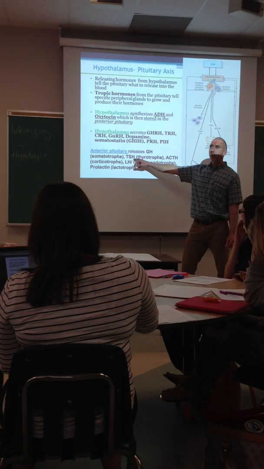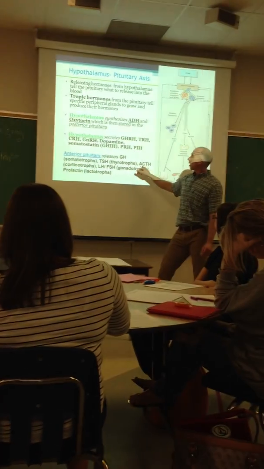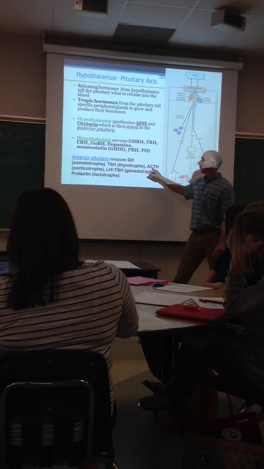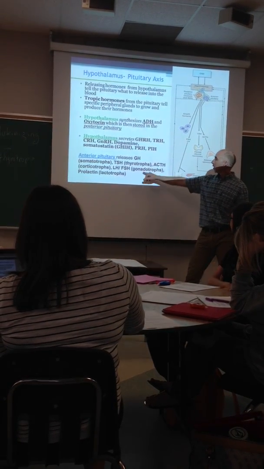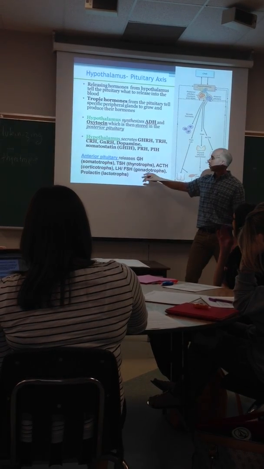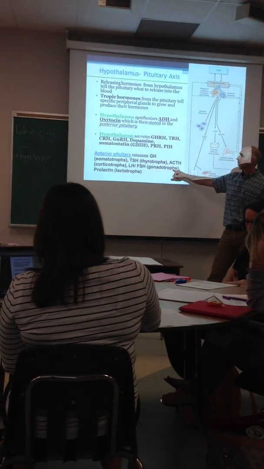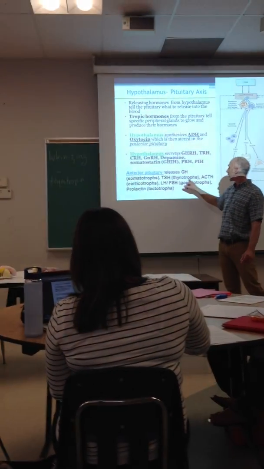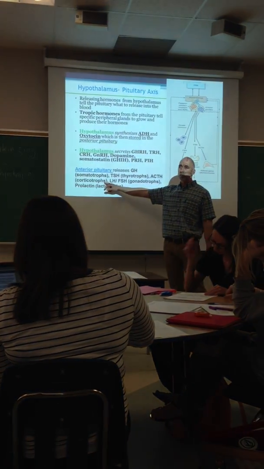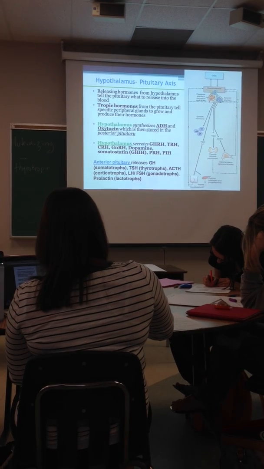Thyrotropes make thyroid stimulating hormone in the anterior pituitary. Corticotrophs make adrenocorticotropic hormone in the anterior pituitary. And gonadotropes make luteinizing hormone and follicle stimulating hormone in the anterior pituitary. I want to ask you about lactotropes. So know these: somatotropes, thyrotropes, gonadotropes, corticotropes. Those are the cells in the pituitary that make those hormones.